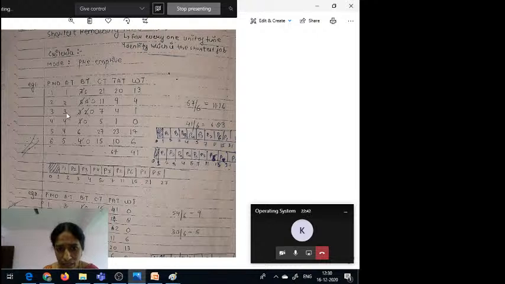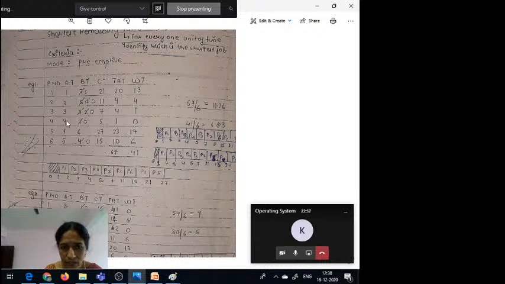At arrival time 3, process P3 enters the CPU. So what is the remaining time? Only 1 unit is executed, so it is 4.